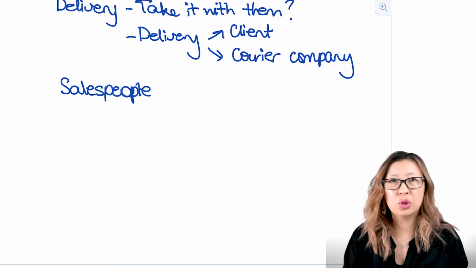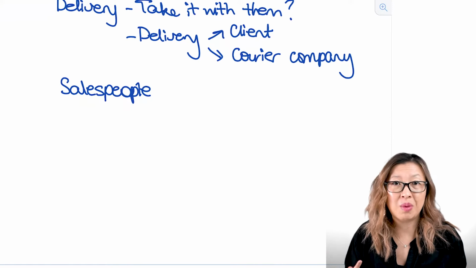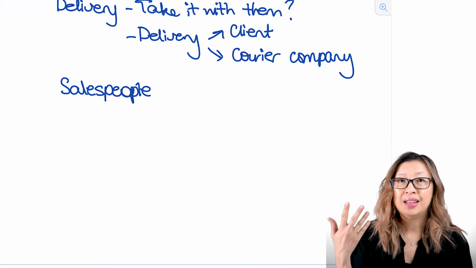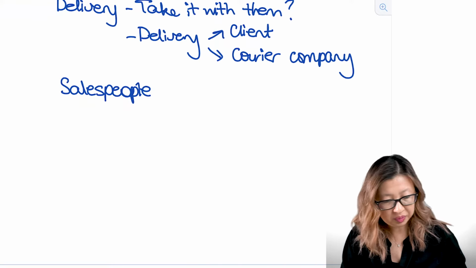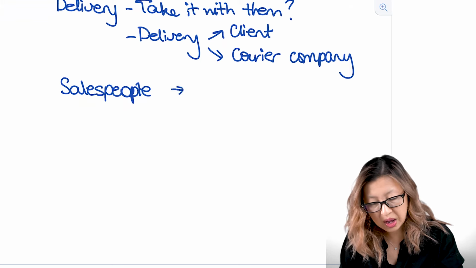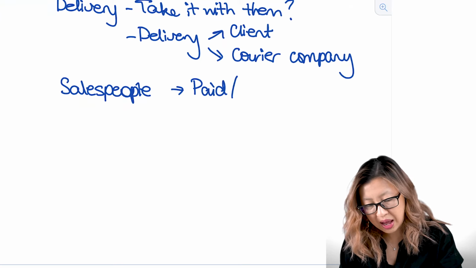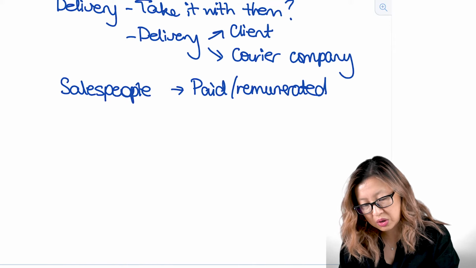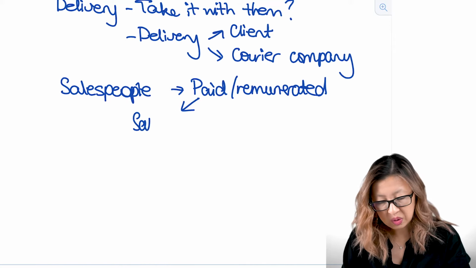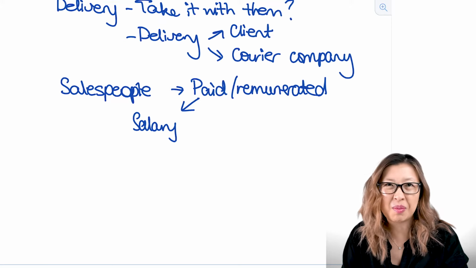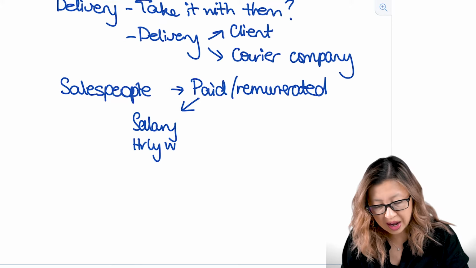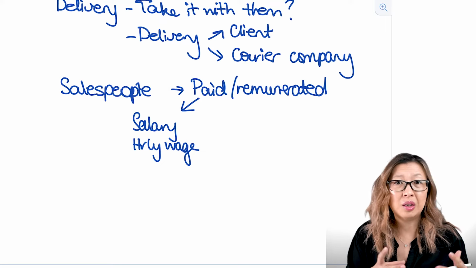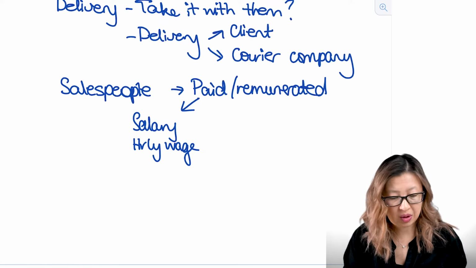The next thing that I typically think about when I'm analyzing a sales process is the salespeople. So how are sales made? Are sales made online? Are they made with salespeople? If they're made with salespeople, then we want to ask questions about how are they paid or remunerated? Because if they're paid with a salary, so they get a fixed amount per year, or an hourly wage, then we don't need to think about whether their pay affects sales.